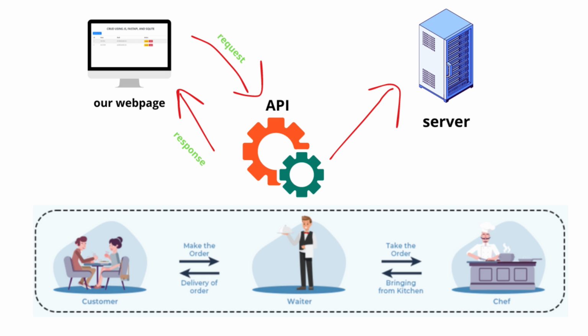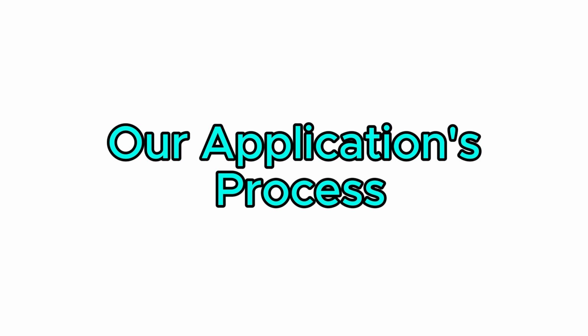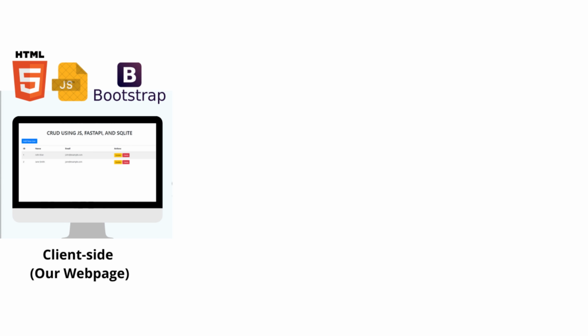This is exactly how an API works, but instead of pizza, it's fetching data or sending data to be stored. Our application's process. Client side: our web page. This is the HTML, CSS, and JavaScript that we've been working on. It's what the user sees and interacts with.